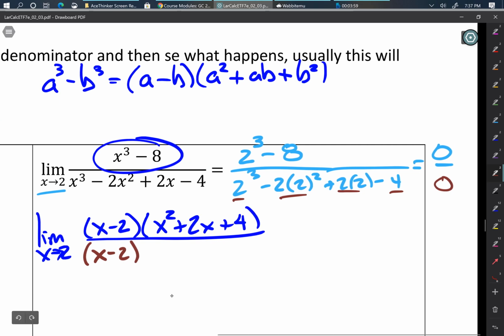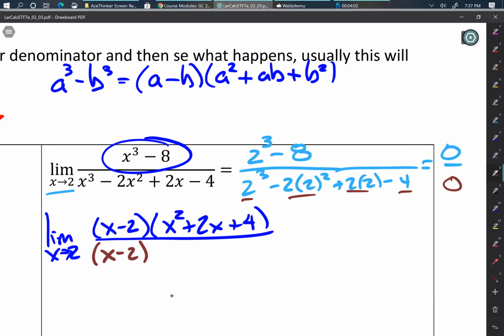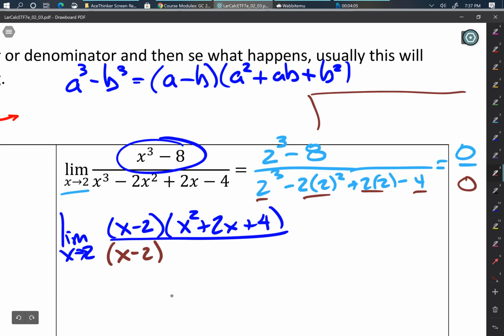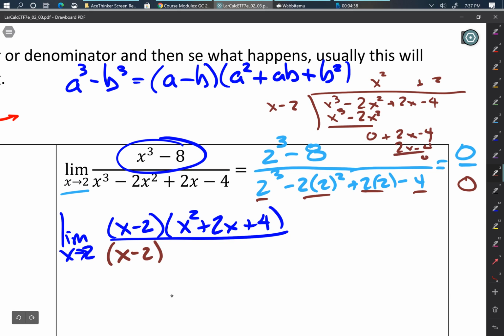So me personally, I'm going to do long division. So I'm going to set up my division problem. I've got x cubed minus 2x squared plus 2x minus 4. I'm dividing by x minus 2. It's going to go in here x squared times, so that's going to give me x cubed minus 2x squared. That's a 0, plus 2x minus 4, plus 2. So then this factors into x minus 2 times x squared plus 2.